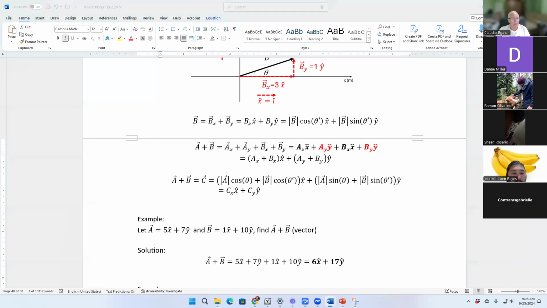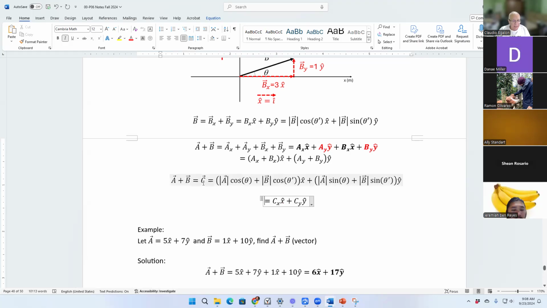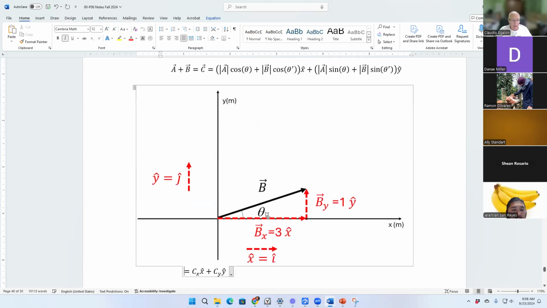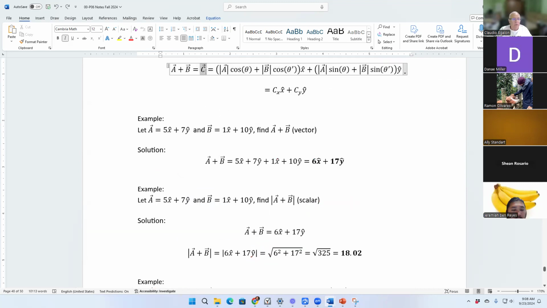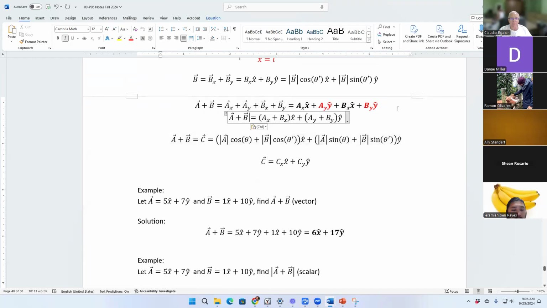Likewise, we can define the summation as being a third vector C. And this third vector C can be written in terms of its components as well. There you go. I'm going to write that down, copy, and here I'm going to write it as A plus B as well. Just repeat what I have upstairs.